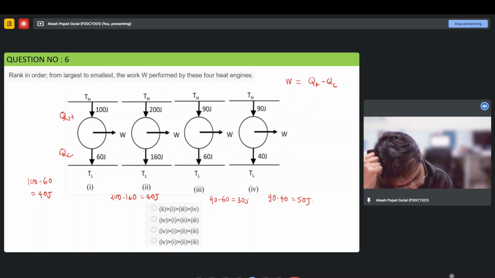So what we have, the work order: the highest work done will be by the fourth engine. Then we have the first, and the first is equal to the second because both are 40. And then the lowest work done is by the third.